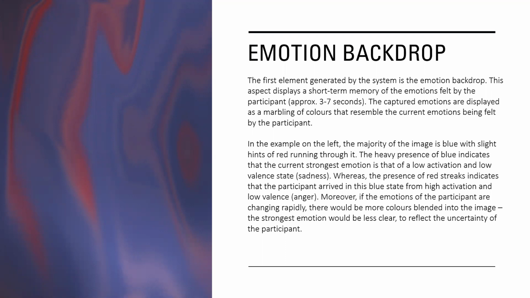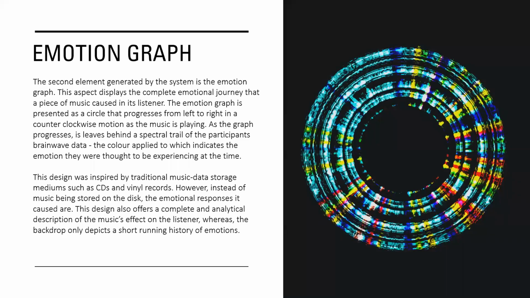If the emotions of the participant are changing rapidly, you would have a much bigger blending of colors, where the main color would be a little less obvious and clear, which reflects the emotional uncertainty of the participant. And then the main item, the neural emotion graph disk. This is the second element generated by the system, and it is the complete emotional picture.